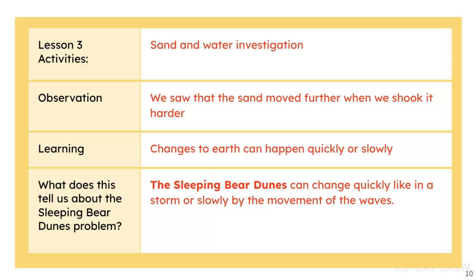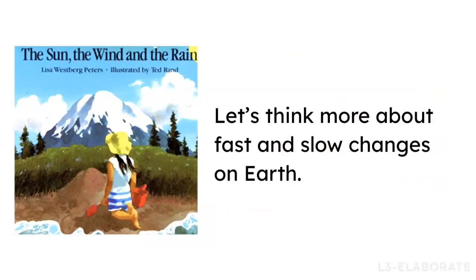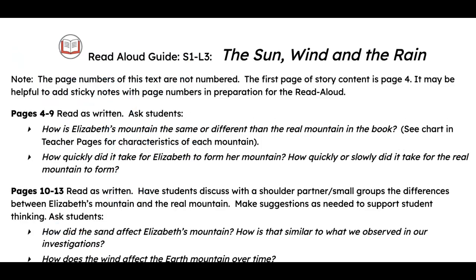From the discussion, students should understand that the Sleeping Bear Dunes can change quickly, like in a storm, or slowly by the movement of waves. For the Elaborate portion, you'll tell students that big and small waves or wind are only some of the ways Earth can change. You'll invite students to think more about fast and slow changes on Earth and put them in groups and pass out the book, The Sun, the Wind, and the Rain.